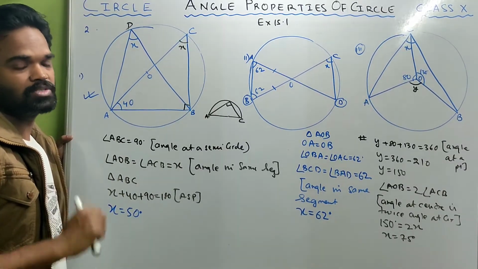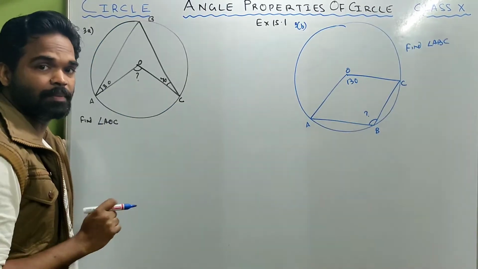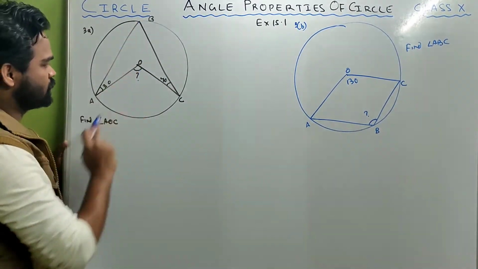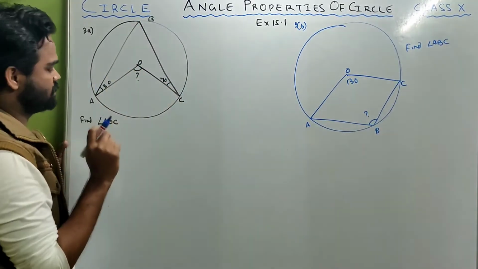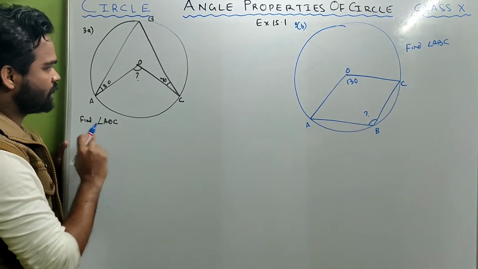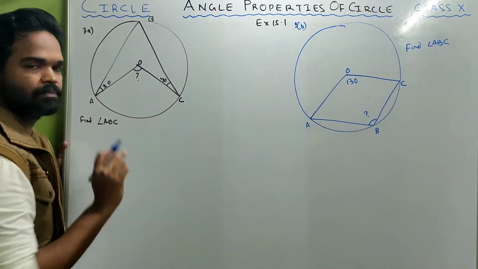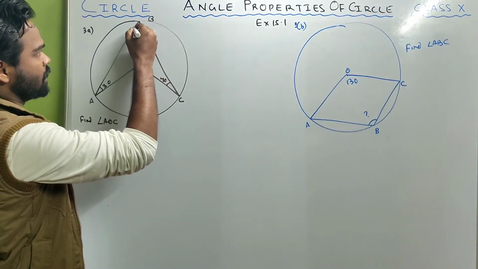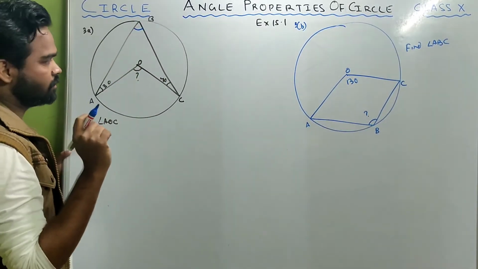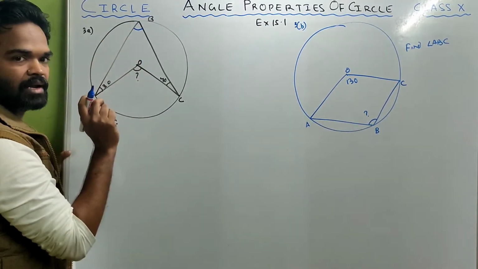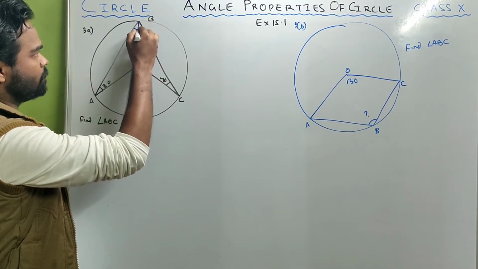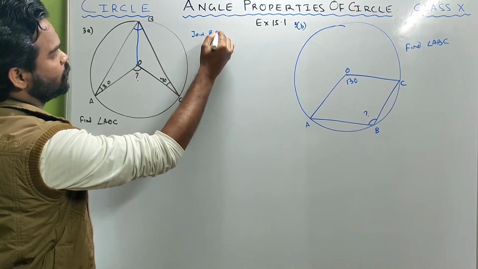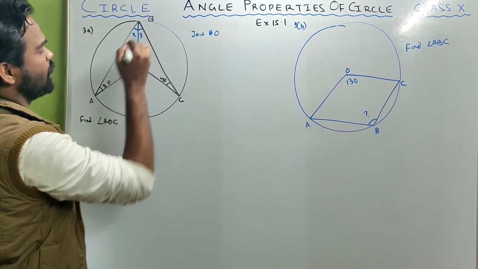Okay. Now let us look at the next sum. Now look at sum number 3, part A. They've given this circle, O is the center, BAO is 30 degree, BCO is 40 degree. They have told us to find angle AOC. Pretty easy. We have to find this angle. If we know this angle, our work is done, because this angle is twice of this angle. Look carefully. I'll join BO. Suppose this is X and this is Y.